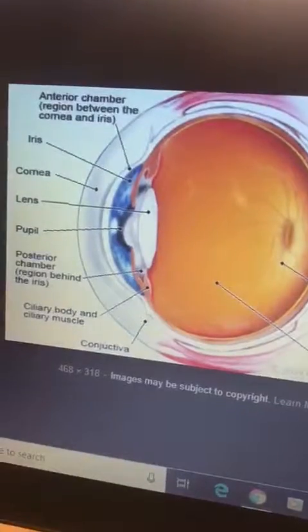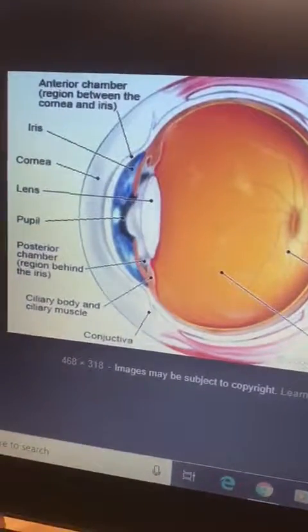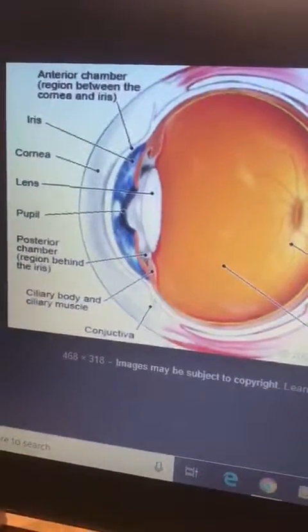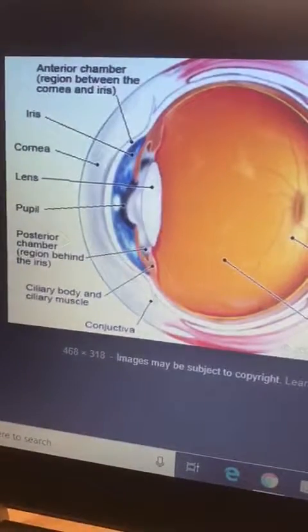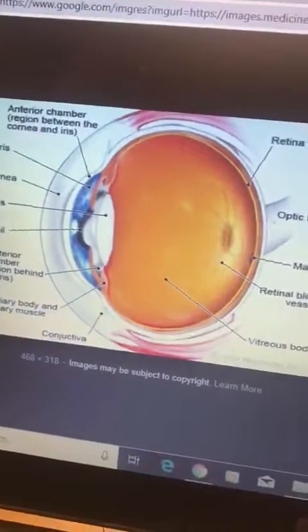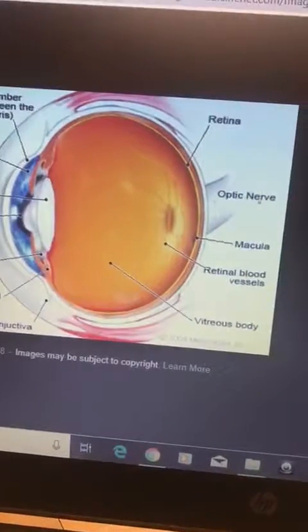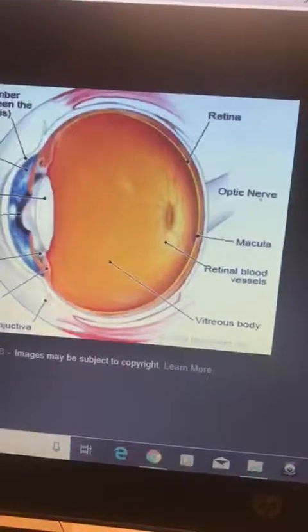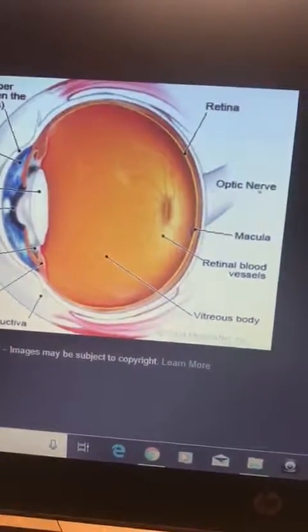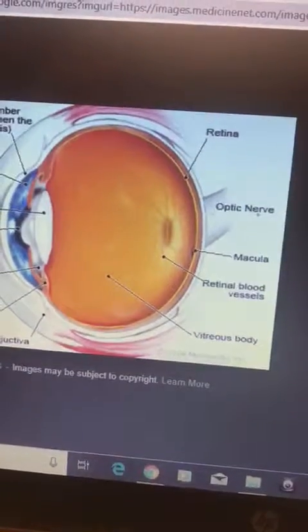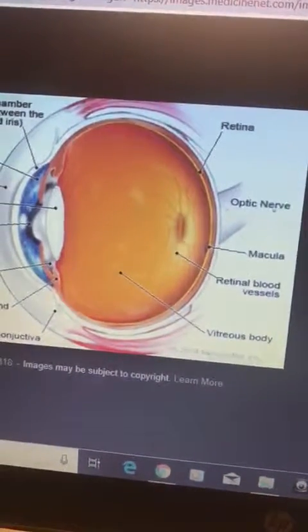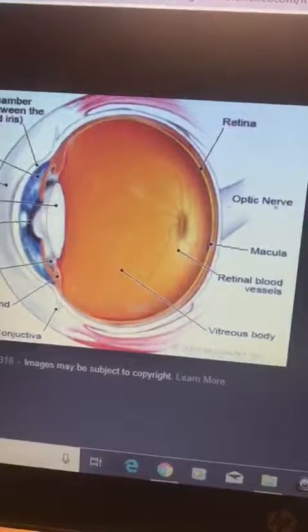Next is the retinal vasculature. The retinal vasculature provides essential nourishment to the retina. The retinal blood vessels do not enter into the area of the macula. The macula is nourished by the choroidal blood vessels.